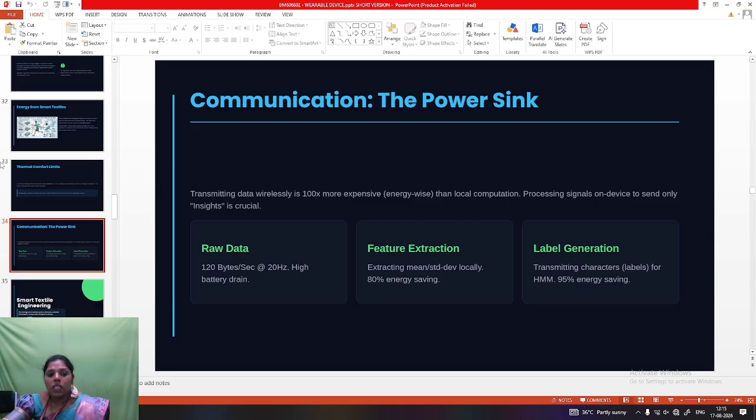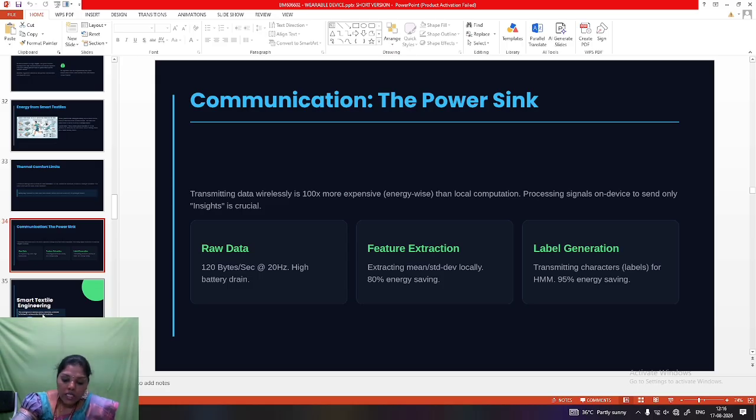Communication, the power sink. Transmitting data wirelessly is 100x more expensive than local computation. Processing signals on the device and sending only insights is crucial. The communication power sink means raw data. First one is raw data, second feature extraction, third label generation. Raw data results in high battery drain. Feature extraction, extracting locally, gives 80% energy saving. Label generation, transmitting characters for HMM, gives 95% energy saving.